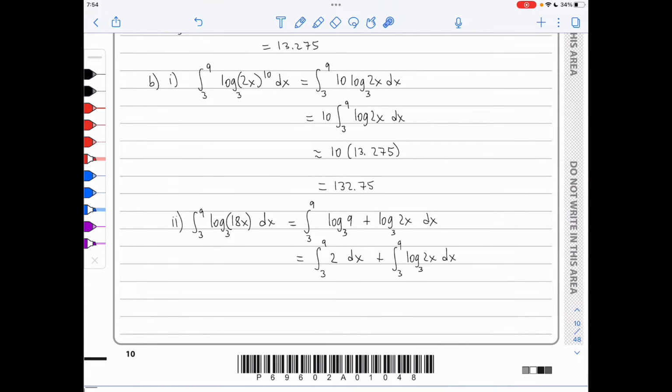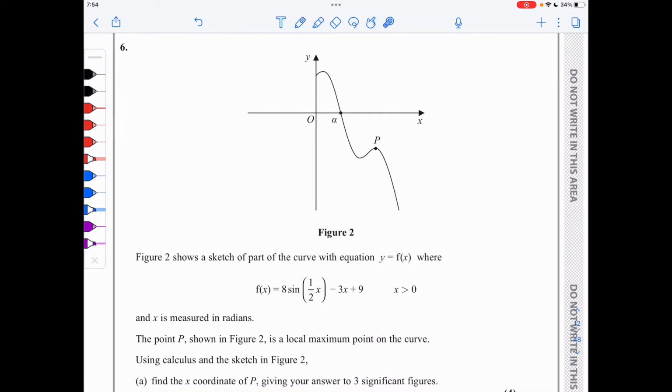Now the second integral is exactly what I have estimated using the trapezium rule, and the first one is simply 2x from 3 to 9, plus the 13.275. So this will be 2 times 9 minus 2 times 3, plus 13.275, which gives an answer of 25.275.